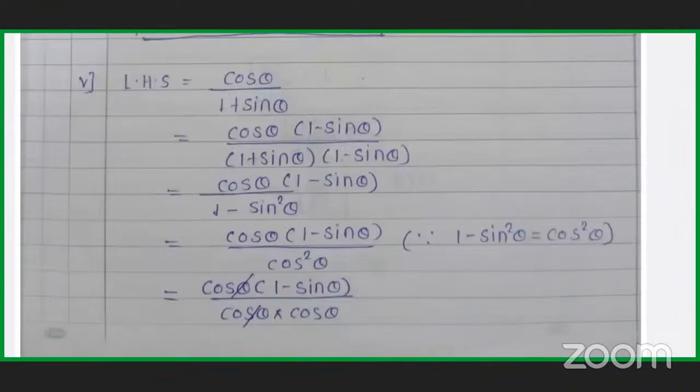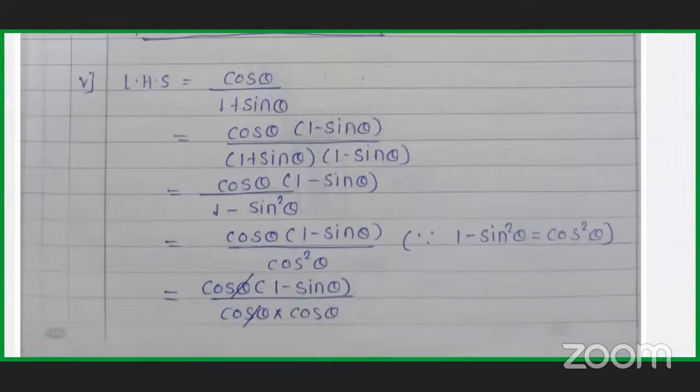So here cos theta in bracket 1 minus sin theta. Here (a plus b)(a minus b) is of the form a square minus b square. That we will write here as 1 square minus sin square theta. So for the denominator, 1 minus sin square theta is nothing but cos square theta. So we'll get cos theta in bracket 1 minus sin theta upon cos square theta.